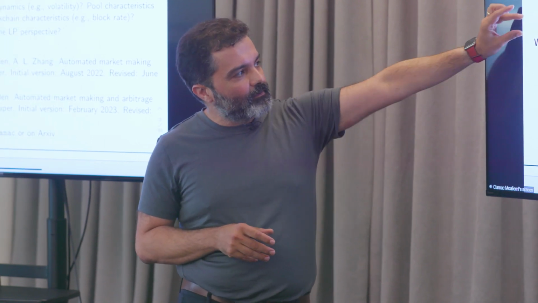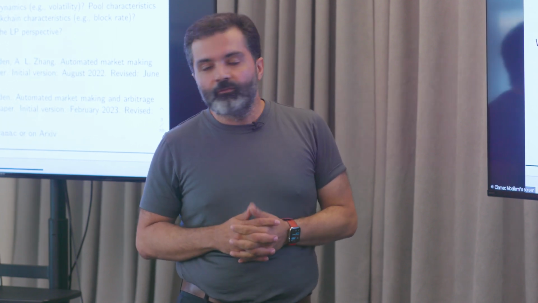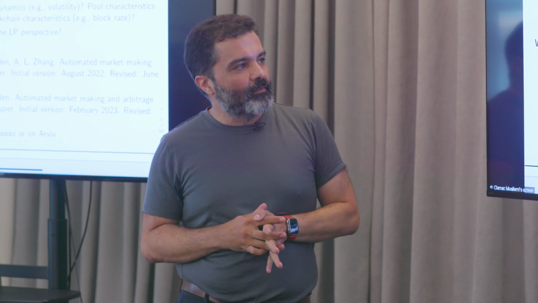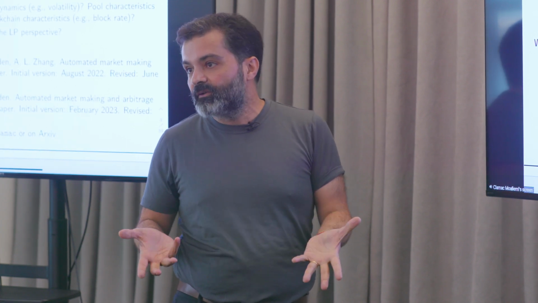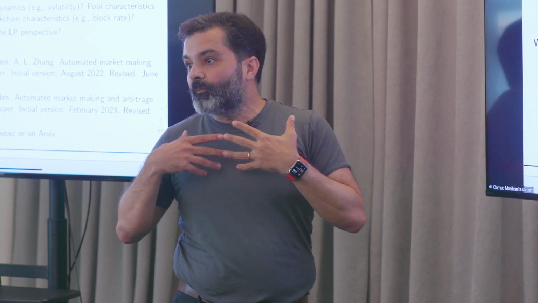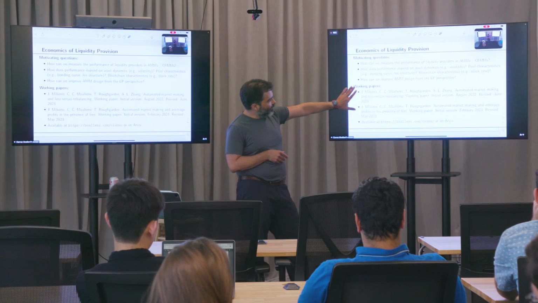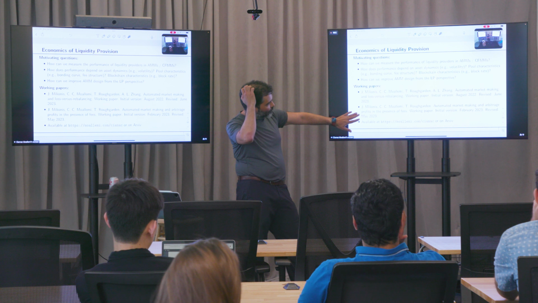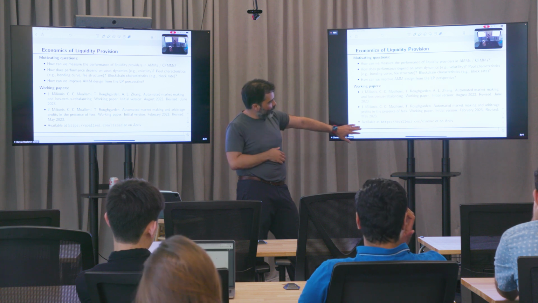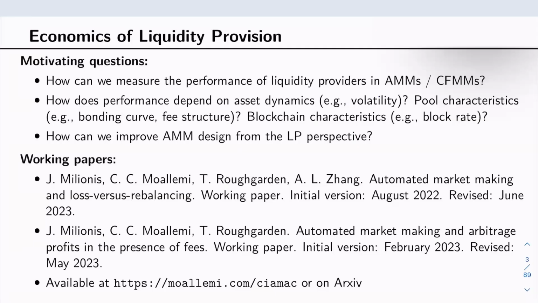And ultimately, the real eventual goal is how can we improve these AMM designs in a way that improves the economics from the perspective of liquidity providers, therefore allowing them to provide more liquidity and get more gains from trade and more social welfare and so on and so forth. What I'm going to talk about is a combination of two papers. I'm not going to get through all the details, obviously, but if you are interested in the details, they are both available on my website or on arXiv.